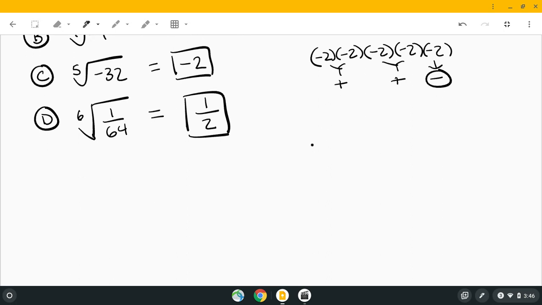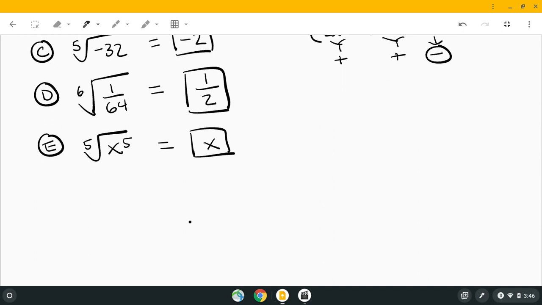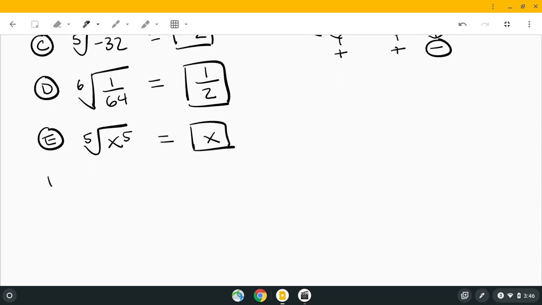Okay, and let's try this one. So what about this? Do we need absolute value symbols here for our final answer? Yes or no? Hopefully you said no. You only need them when it's even. All right. What about this one?